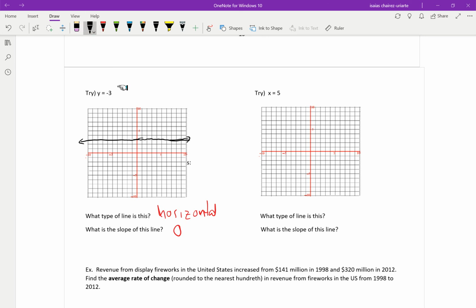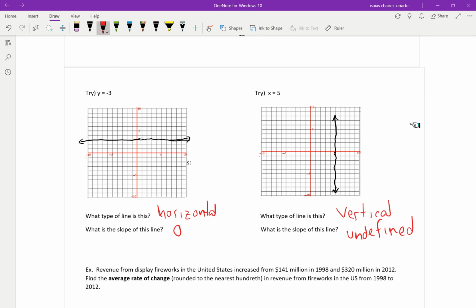Let's do the last one. x equals 5. x equals 5 is a vertical line that hits the x-axis at 5. So let me do my best here to follow the line here. Whoa. That's the waviest line ever, sorry. So this is vertical. And we said that the slope of this line is undefined. Yeah, here the slope is undefined.